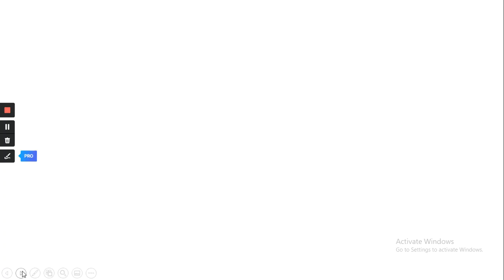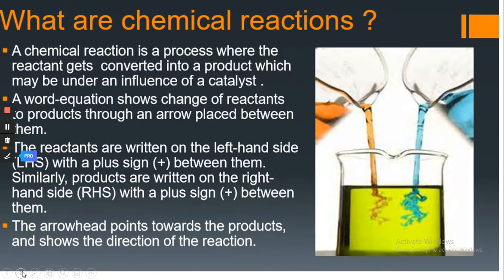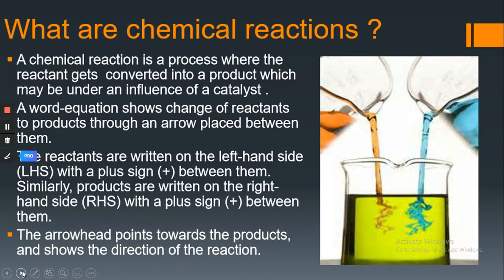What is a chemical reaction? A chemical reaction is a process where the reactants get converted into products, which may be under the influence of a catalyst. What are catalysts? Catalysts are substances that increase the rate of reaction.